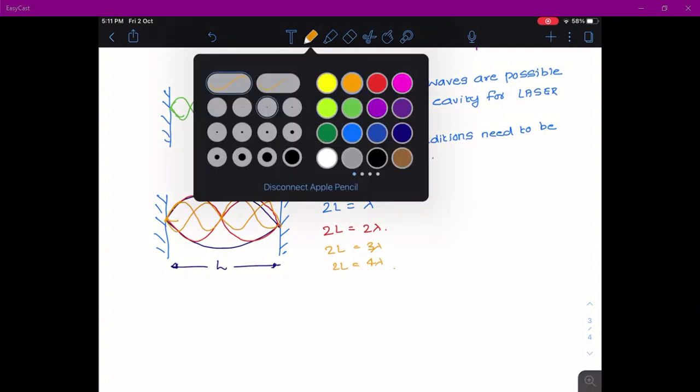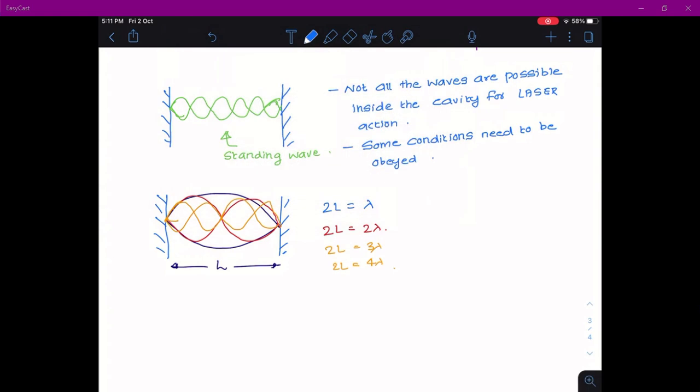So in general I can write that 2L should be an integer multiple of lambda, that is 2L equals m lambda, where m can be 0, 1, 2 and so on. So this is the condition in which a standing wave will form inside the cavity and the lasing action will take place.